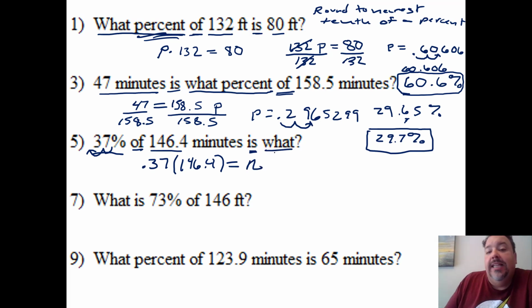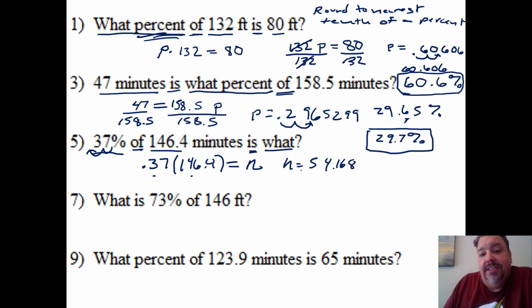And here we have what? So we could use n. In this case, we're solving for a number, not a percent. And this tells us exactly what we need to do to find n. In this case, we're going to multiply 0.37 times 146.4. So 0.37 times 146.4, and that is coming out to 54.168. Now, if it doesn't say to round, you can just leave it like that. Or maybe it says to round to the nearest tenth. And in that case, if we round it to the nearest tenth, we would have 54.2.